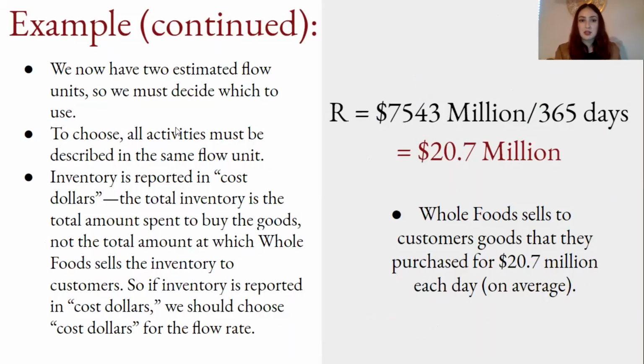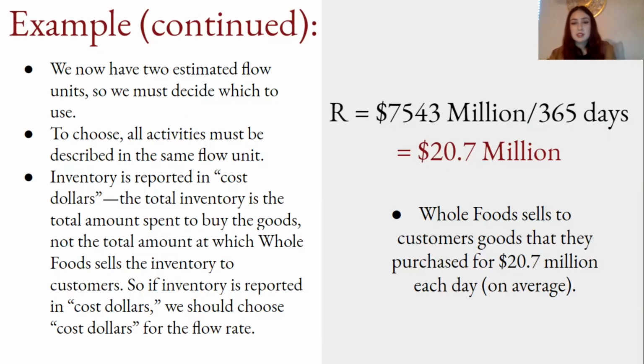Okay, so we're going to use those two estimated flow units, but we have to decide which flow unit to use. And it's very important to notice that to choose which flow unit to use, all activities must be described in the same flow unit. We notice that inventory is reported in cost dollars. So the total inventory is the total amount spent to buy goods, not the total amount at which Whole Foods sells the inventory to customers. So if the inventory is reported in cost dollars, we have to choose cost dollars for the flow rate.